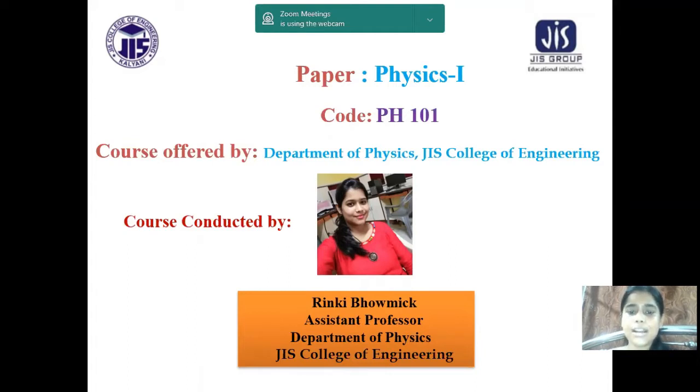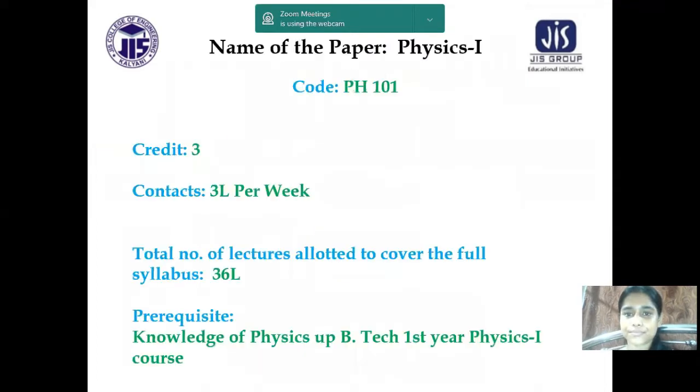For first year, the paper name is Physics 1 and the paper code is EH101. The name of the paper is Physics 1 and 3 credits. There will be 3 lectures per week. A total of 36 lectures will be there for all of you. This is for BTech first year, as I said.